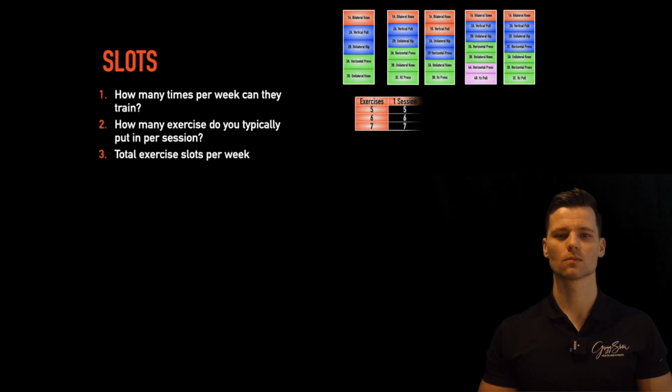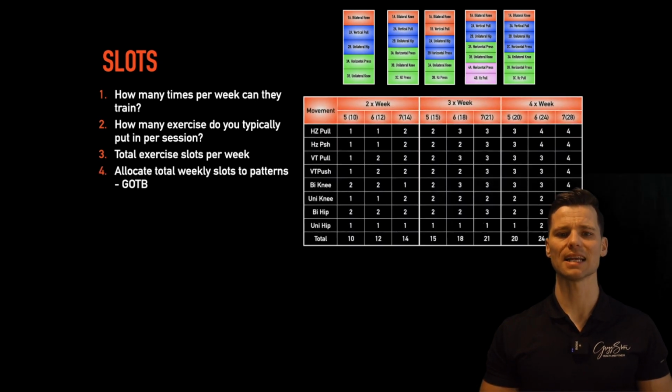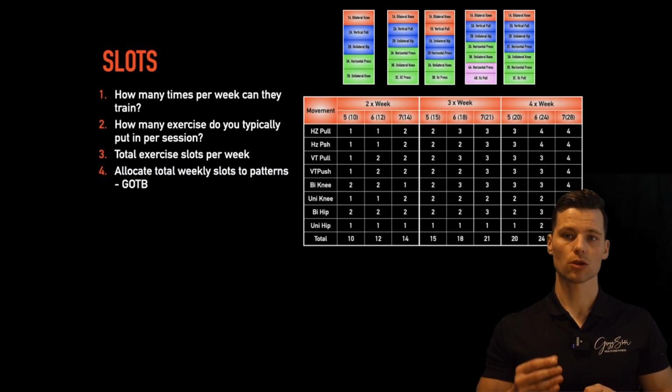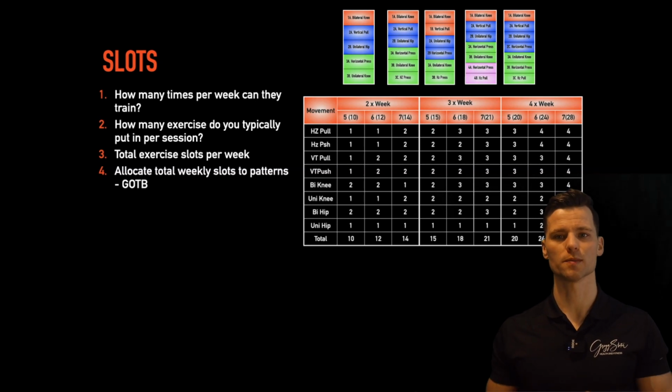Once I have my training frequency and my number of exercise slots per session, I've got my total exercise slots for the week. I'm then going to allocate this across my movement patterns, and hopefully you all created your own, or you're going to use the tables that I provided. You're going to allocate your slots over those movement patterns depending on the goal of the block. So is it balanced, where we're going to try and hit everything with a similar number of slots, or is it biased? And we're going to go through biased examples in the coming weeks.